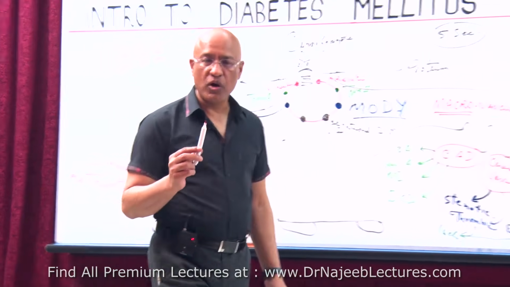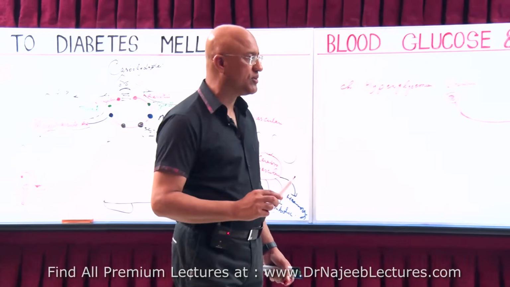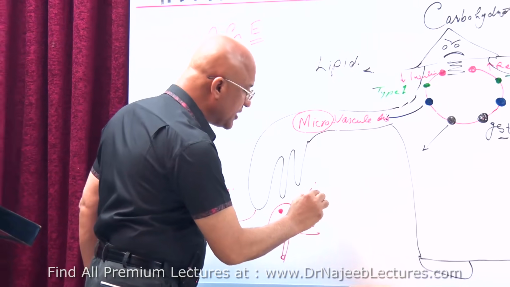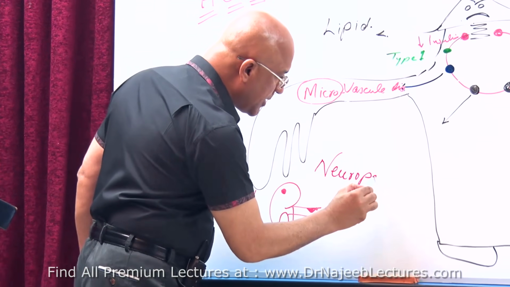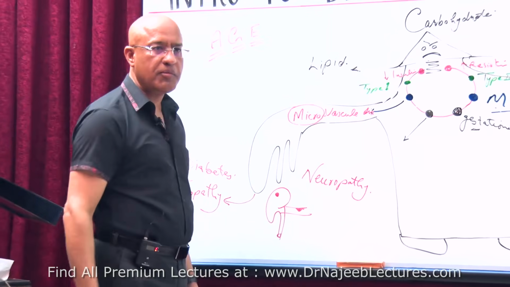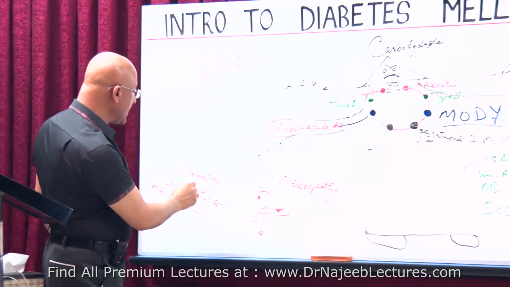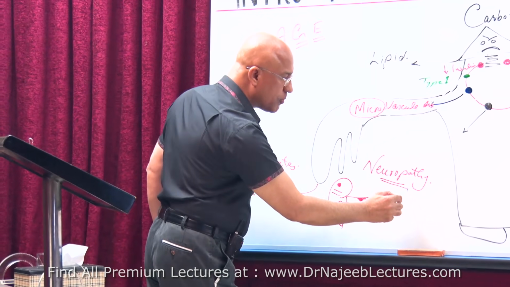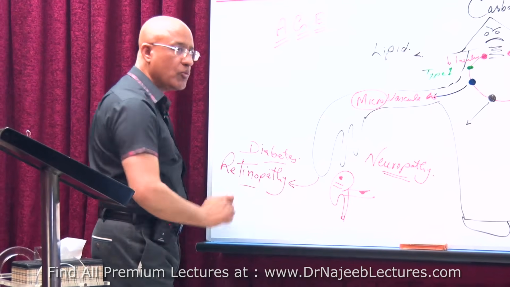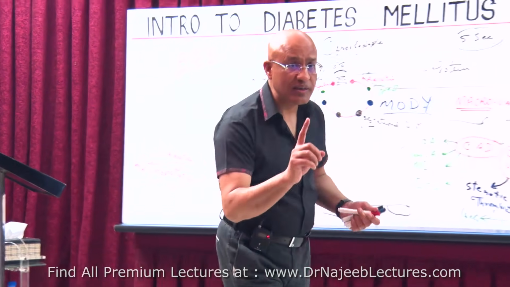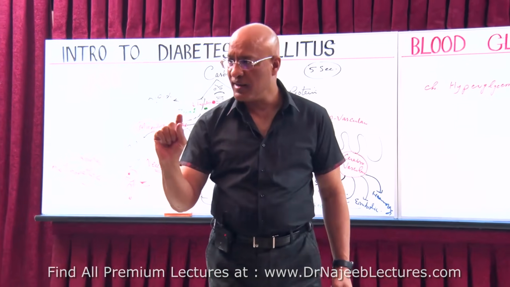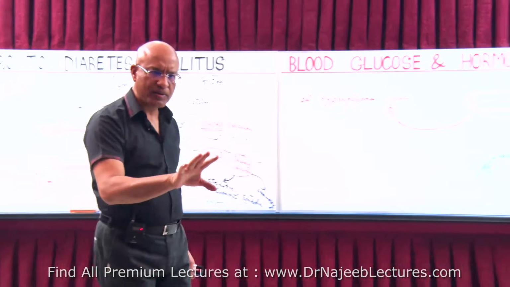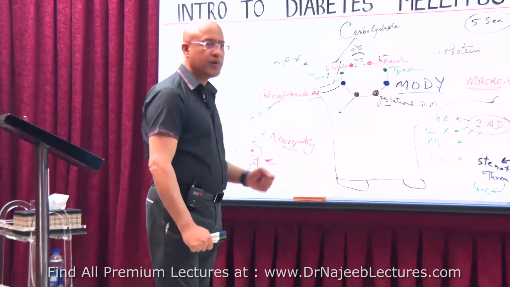Then we come to one more tissue which loves to have microvascular disease, your neurons. We call it diabetic neuropathy. So we have talked about diabetic retinopathy and diabetic nephropathy, and now we are going to talk about diabetic neuropathy. All of them involve pathology in small vessels, microvascular diabetic disease, or what we call microangiopathy.